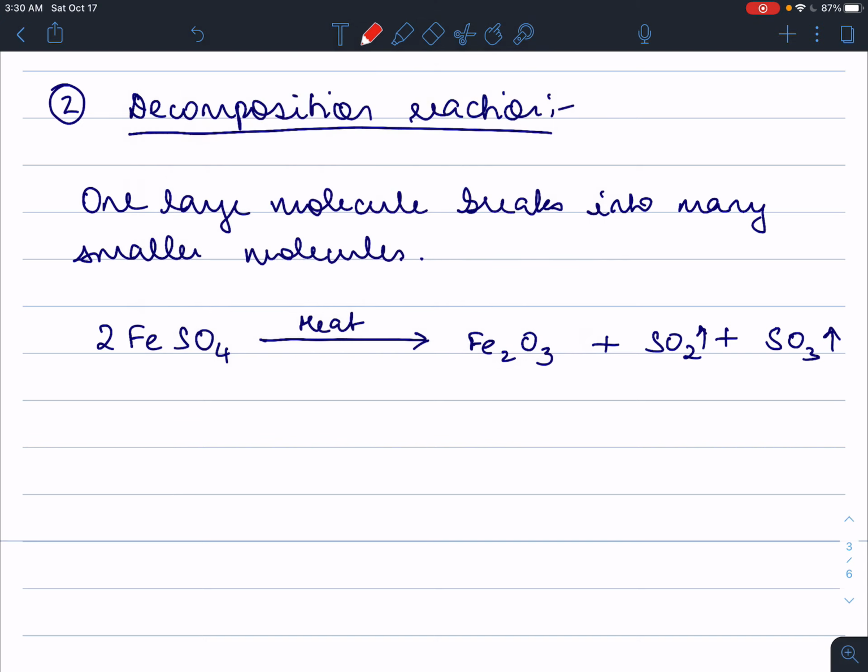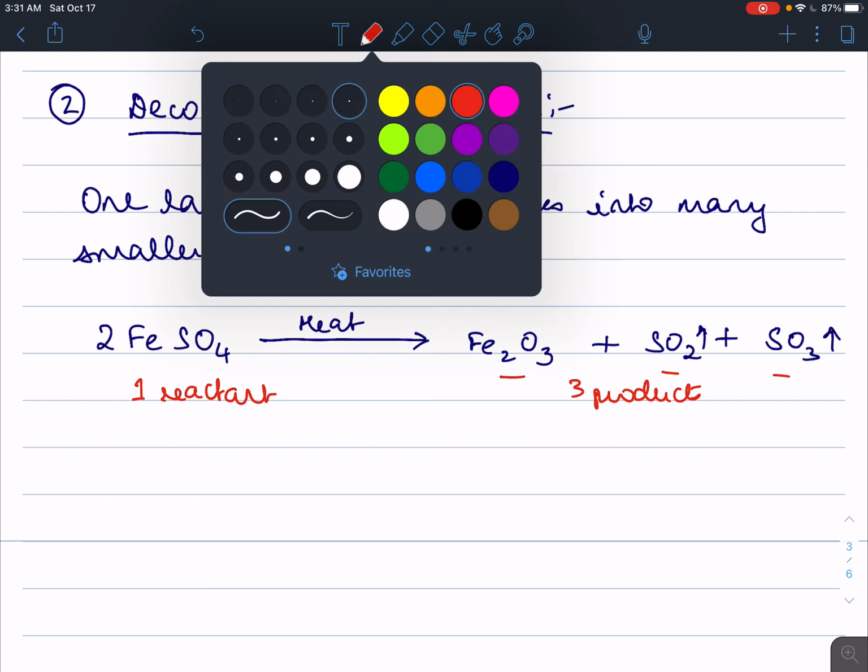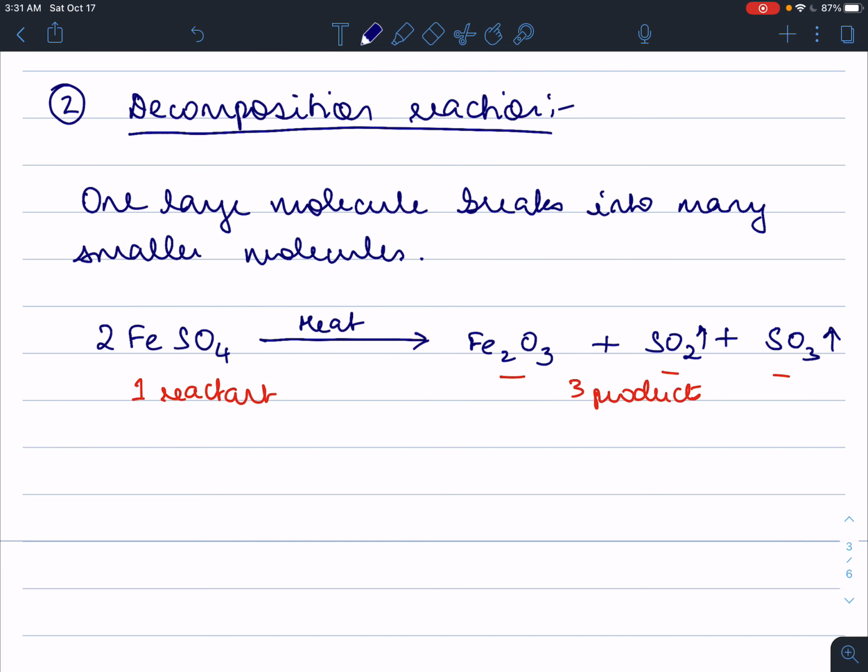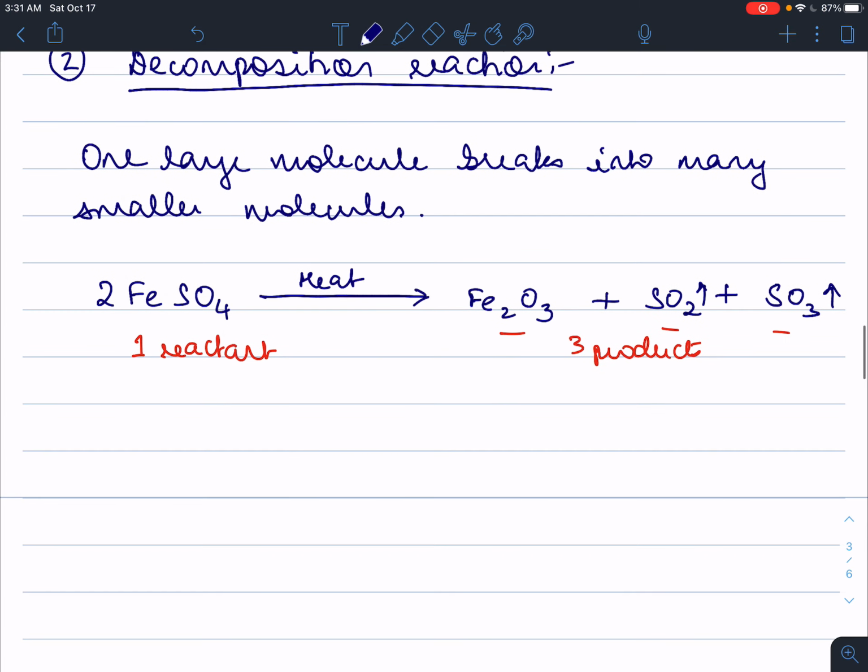So what does this mean? Here you have one reactant, you have 1, 2, 3 products. So iron sulfate is breaking into 3 products. Alright? If you want to see how this works, you can look out for link 2 in the description, which is the decomposition of iron sulfate. Okay, it's a simple reaction. Now, is this the only kind of decomposition reaction?